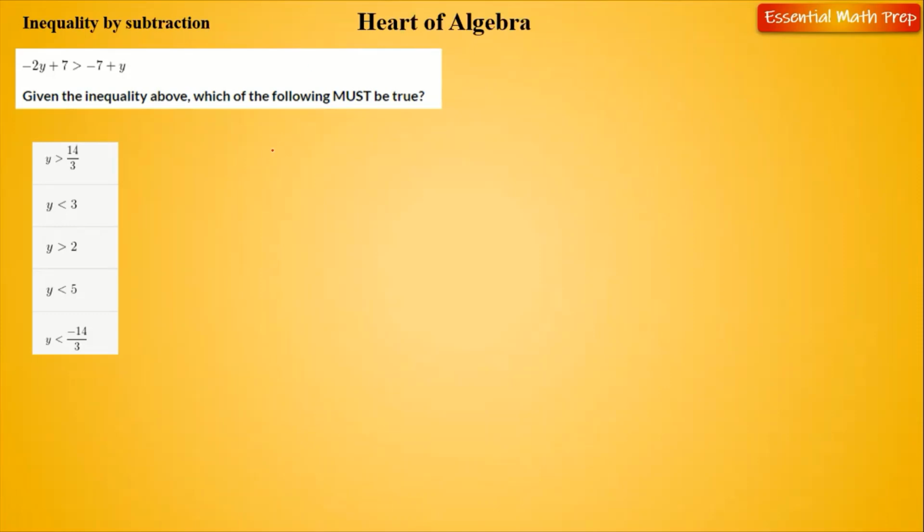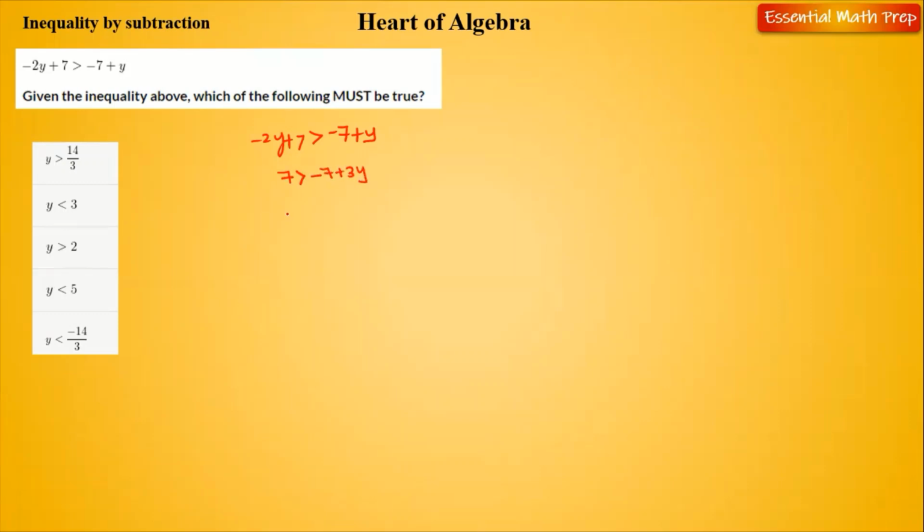We have negative 2y plus 7 is greater than negative 7 plus y. Given the inequality above, which of the following must be true? You can start from either side, but we have conventionally started from the left side. Let's go ahead and do that. If you add 2y on both sides, we have 7 greater than negative 7 plus 3y.